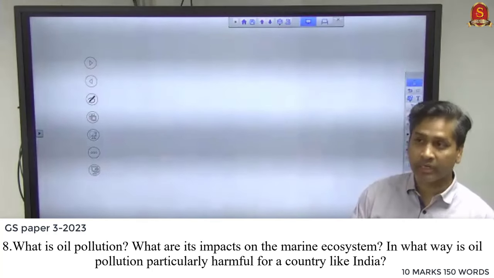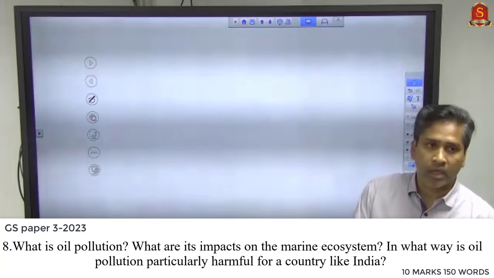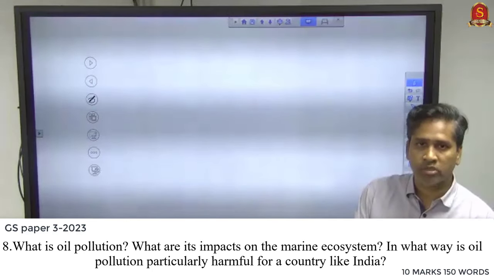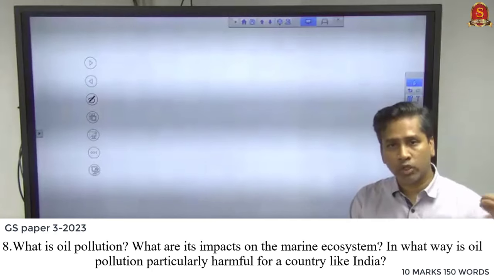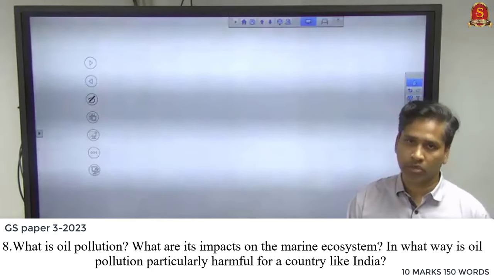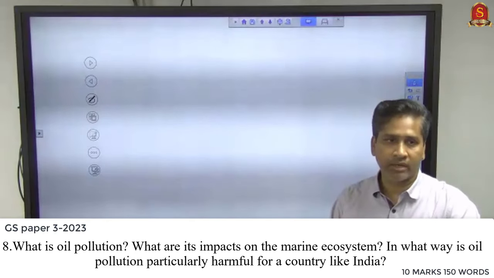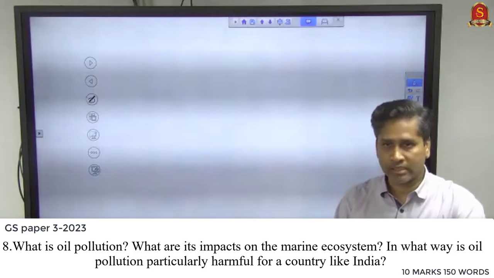The fourth key point, it also affects the power plants. Many power plants take water from the ocean. Suppose it is mixed with the oil, definitely when the oil goes with the water inside the power plants, the heat transfer system will get destroyed. So that is another key point.